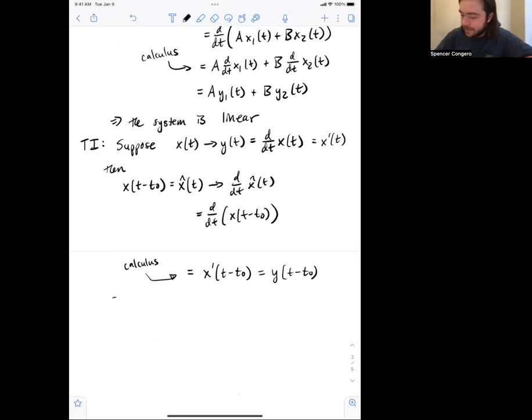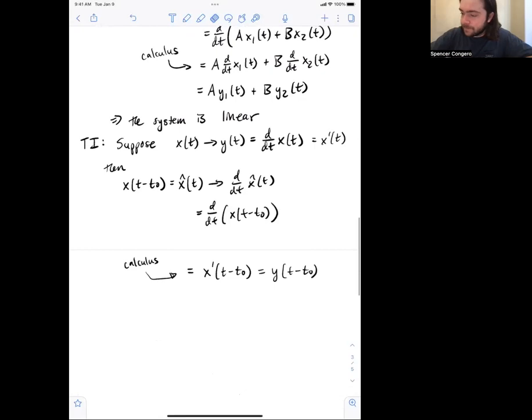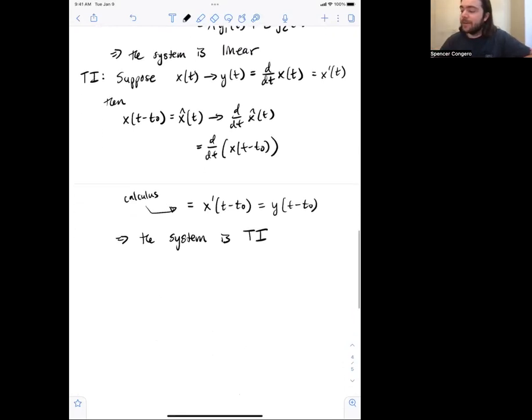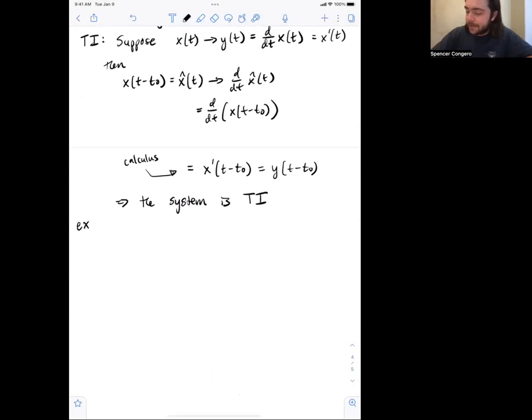And so the system is TI. Okay, so differentiation is both linear and time invariant, so it is an LTI system. Okay, when we say a system is LTI, we mean it's both linear and time invariant. Okay, great. Let's do another one. What's the next natural system we want to look at? Well, I think probably the integrator.